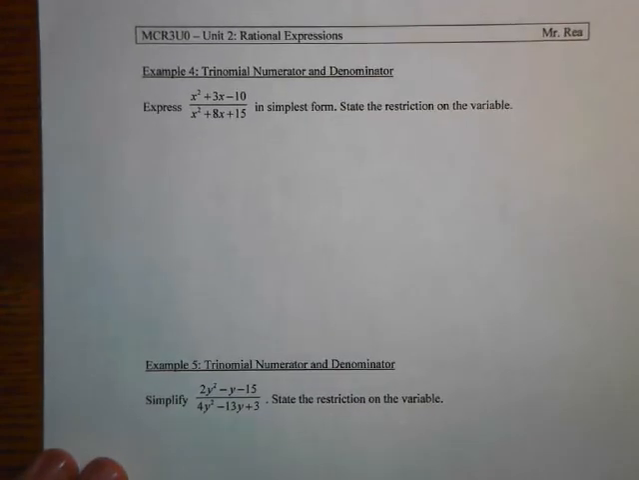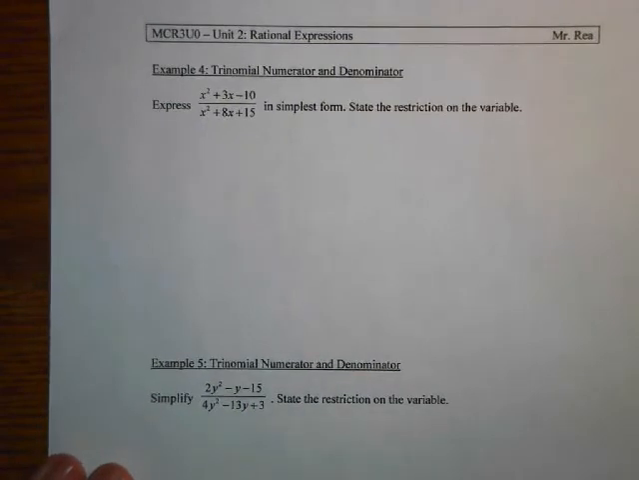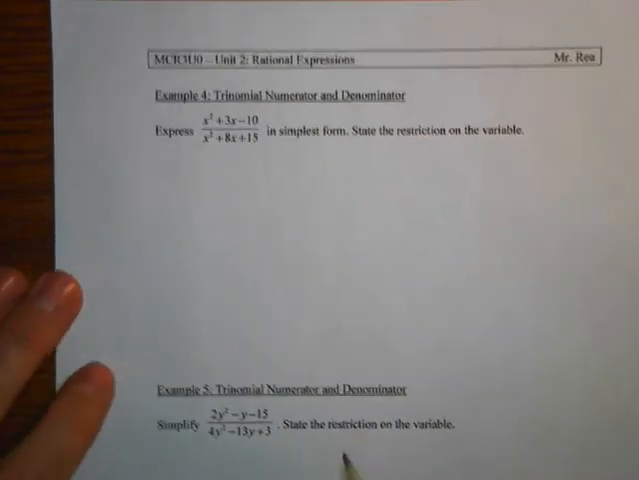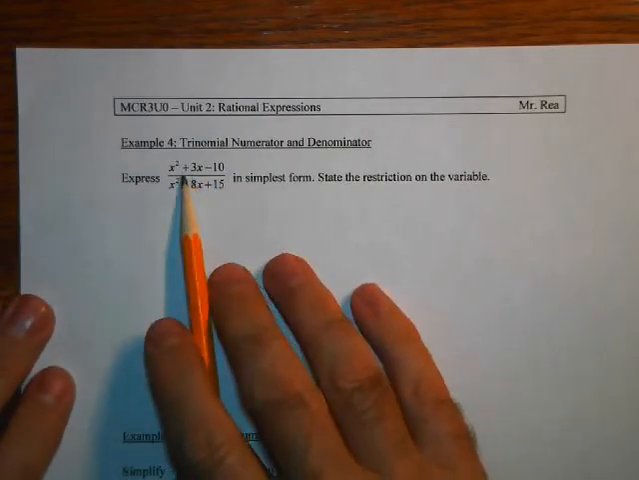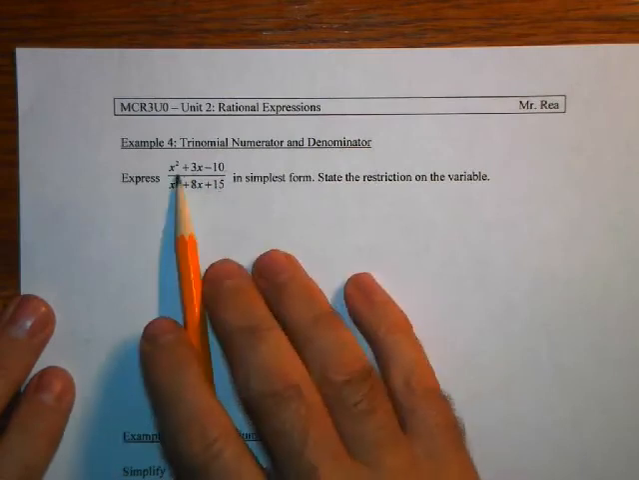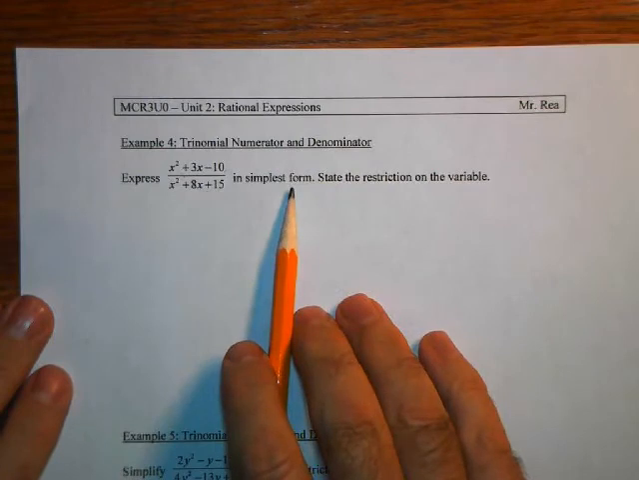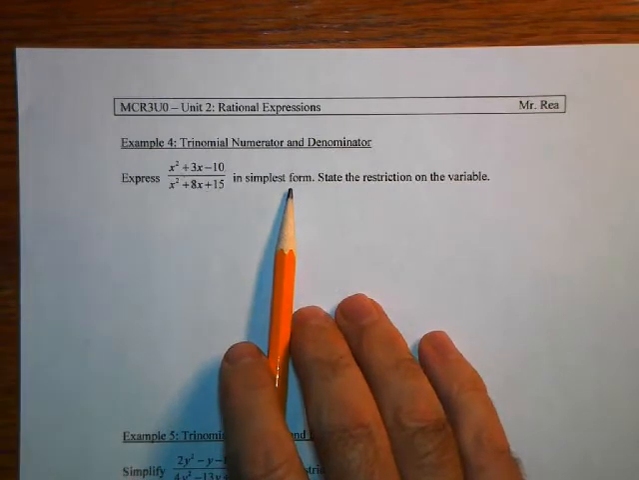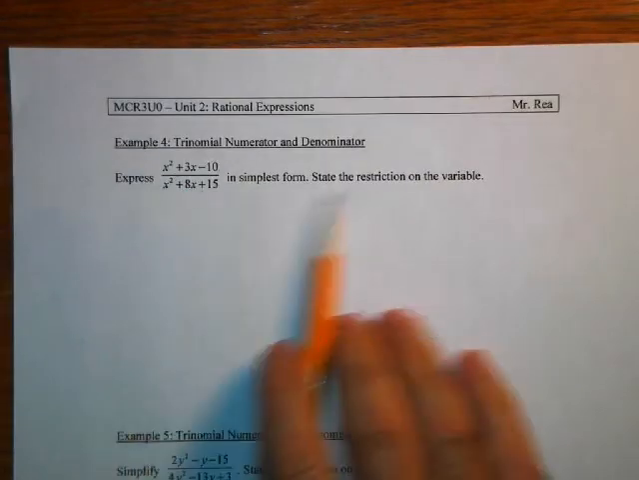Okay, now we get into some more. So far, we've only really been doing common factoring, and that's not the extent of our factoring. So let's try something a little more difficult. I have a trinomial numerator and a denominator, and it's a quadratic. So we want to express this in simplest form, which is another way of saying simplifying this expression. So again, state the restriction.